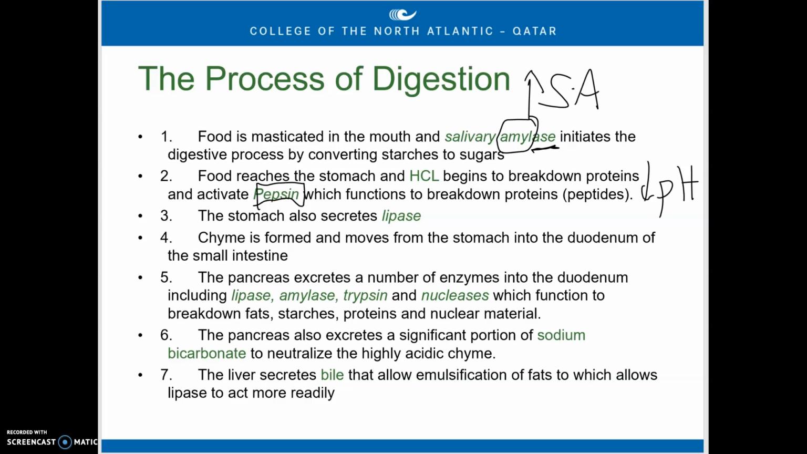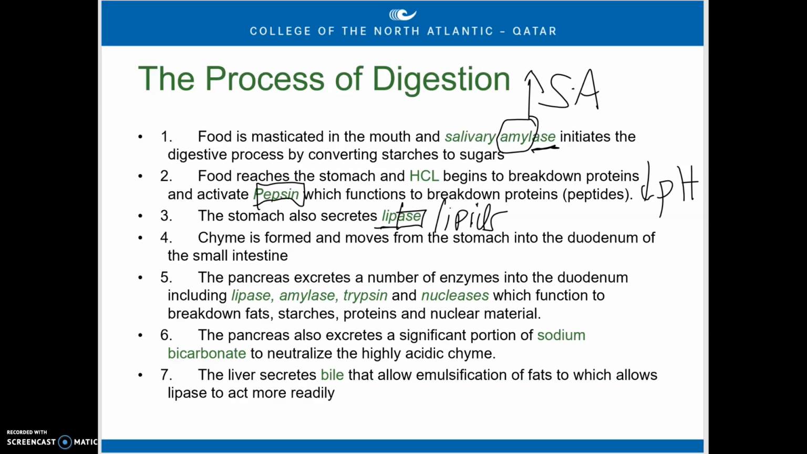Now the stomach also produces another enzyme called lipase. Now again, the ASE at the end, so lipase, and then LIP in this case is going to refer to lipids. So lipase is an enzyme that's going to help break down lipids or fats. So this is going to happen in the stomach.